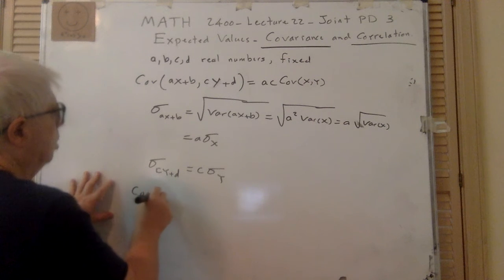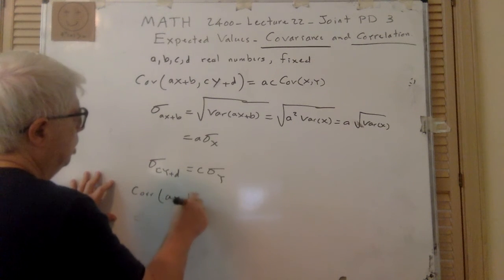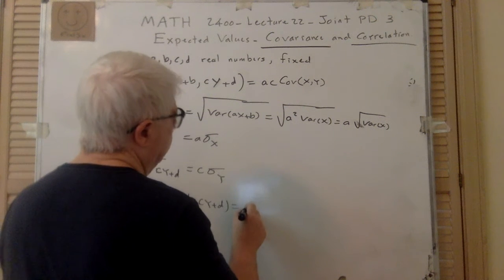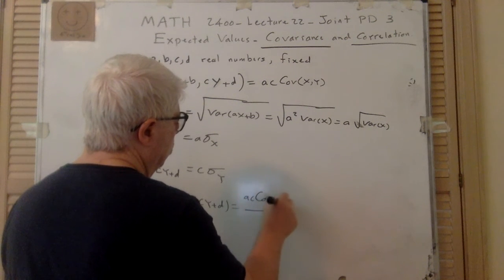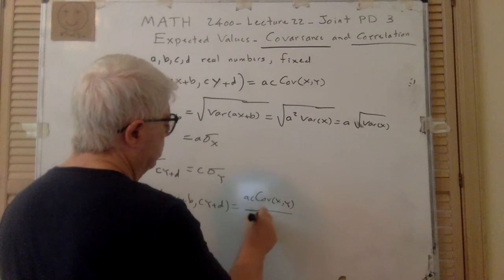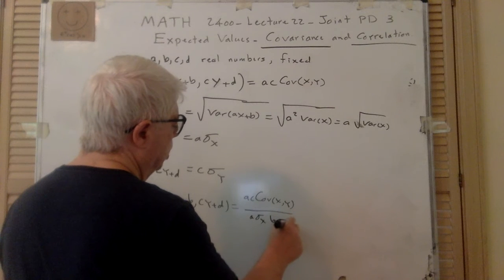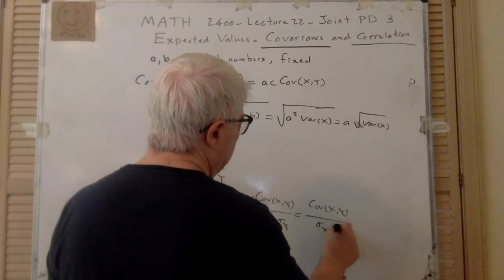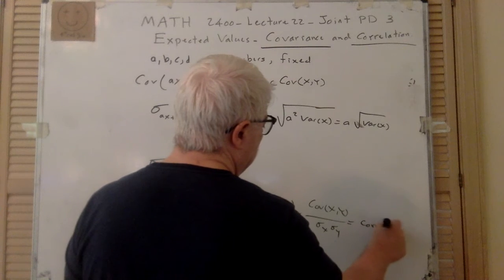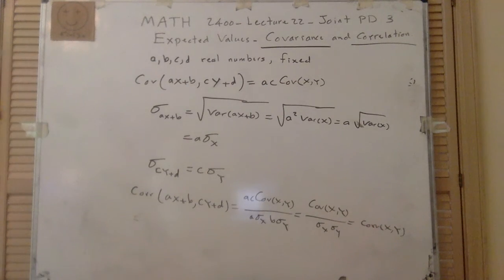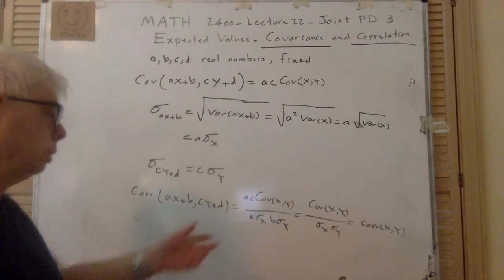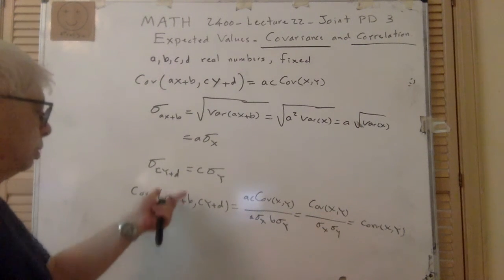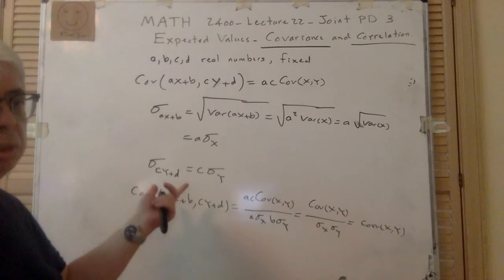So the correlation of ax plus b, comma, cy plus d will be simply, if I write it, ac covariance x comma y over a sigma x times c sigma y, so it will be covariance of xy over sigma x sigma y, and that is the correlation of x comma y. So it's interesting that if I have a linear combination here, it doesn't change anything. Just multiply by a number and add another number, the correlation doesn't change.